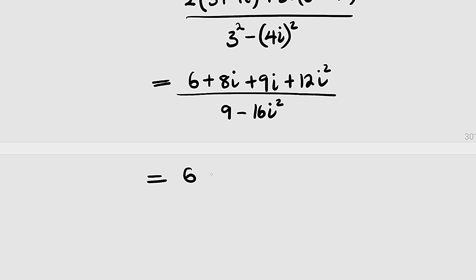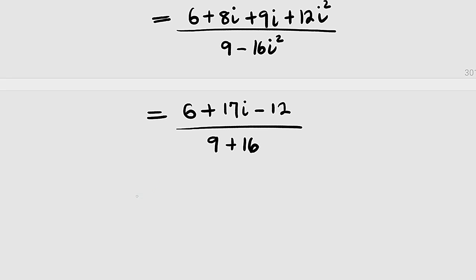So this is equal to 6 plus 17i. But i squared is negative 1. Multiplied by 12 is negative 12. Divide by 9 plus 16. Why? Because i squared is negative 1 times negative 16 is positive 16. So we are almost done. This is equal to the top, we have 6 minus 12, which is negative 6. So we have negative 6 plus 17i divided by 9 plus 16, which is equal to 25.